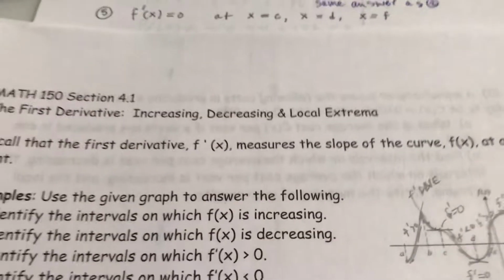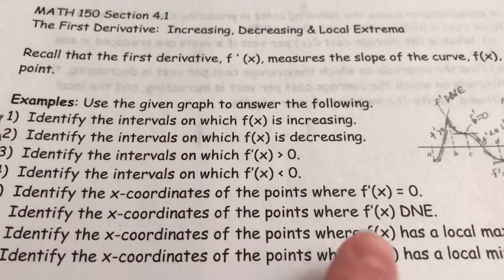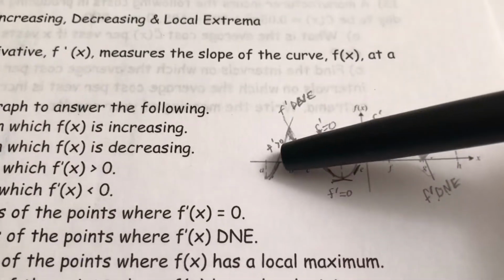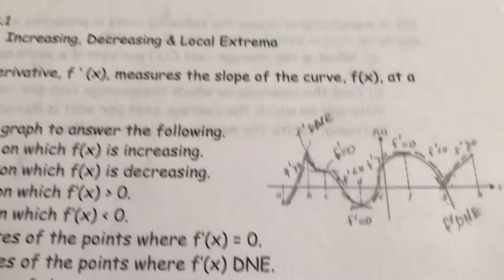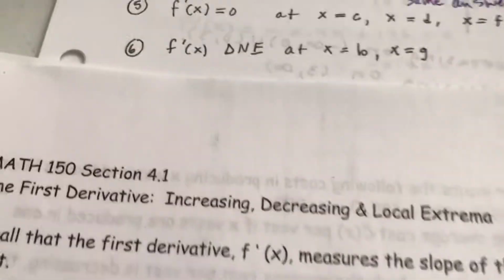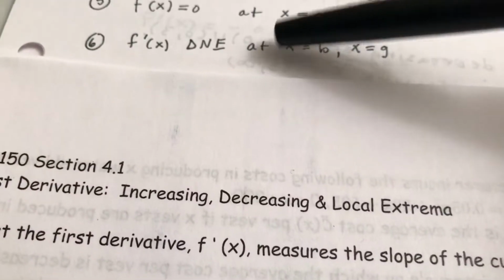All right. Number 6 says identify the x-coordinates of the point where the derivative does not exist, and I already wrote that on here. That was B and at G. So I wrote that the derivative f prime of x does not exist at x equals b and x equals g.